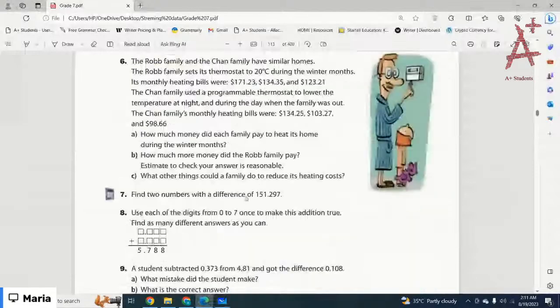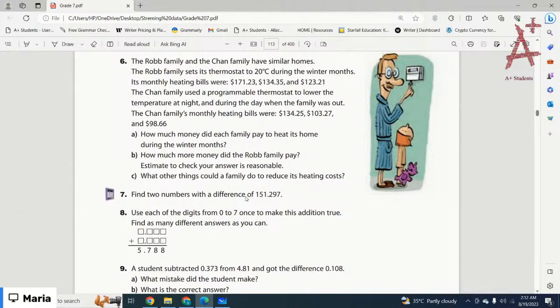Question number 6. The Rob family and Chen family have similar homes. The Rob family sets its thermostat to 20 degrees C during the winter months. Its monthly heating bills were 171.23, 134.35, and 123.21. The Chen family used a programmable thermostat to lower the temperature at night and during the day when the family was out. The Chen family monthly heating bills were 134.25, 103.27, and 98.66. How much money did each family pay?